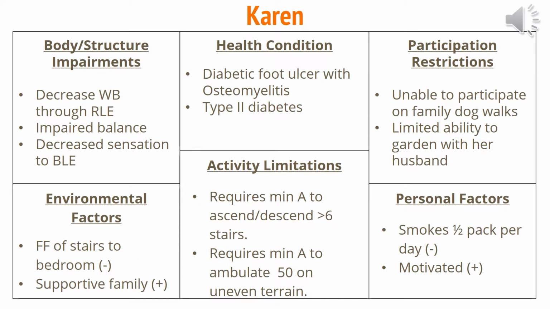So as you can see, we took her highlighted information and implemented it into the ICF. Type 2 diabetes, has a foot ulcer on the right foot, and eventually we're going to find out she has osteomyelitis. So what this is causing is decreased weight bearing through the right lower extremity, impaired balance, decreased sensation, bilateral due to the diabetes. Because of this, she's having difficulty going up and down the stairs, unable to ambulate over uneven terrain or far distances, and it's really impacting her ability to do things like walk her dog, to plant things in her garden. Environmentally, she's got a full flight of stairs to the bedroom.